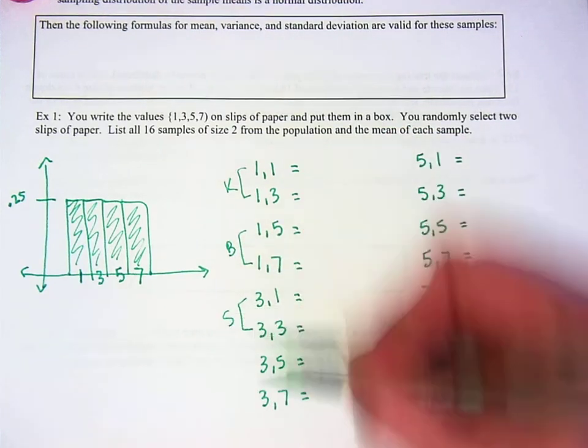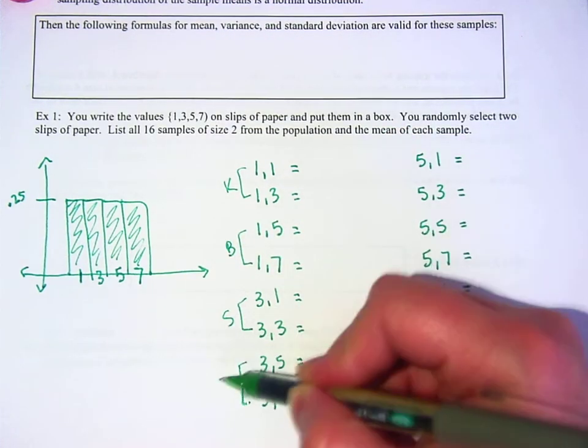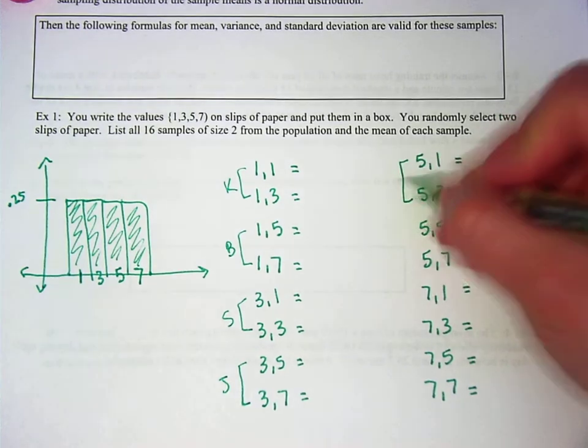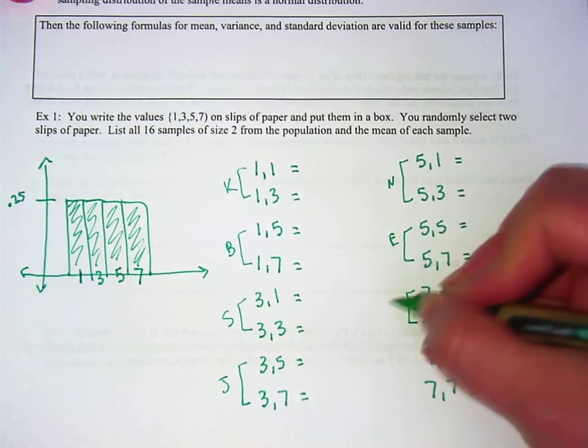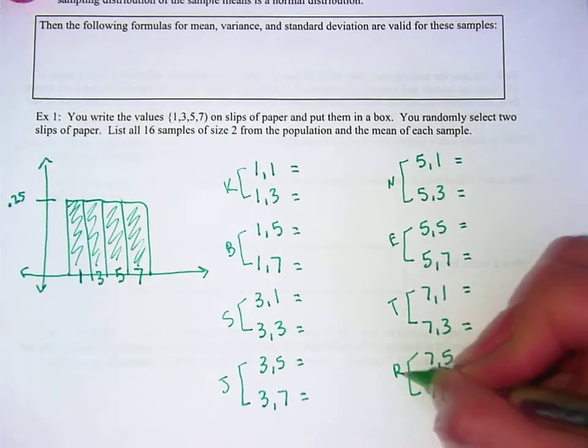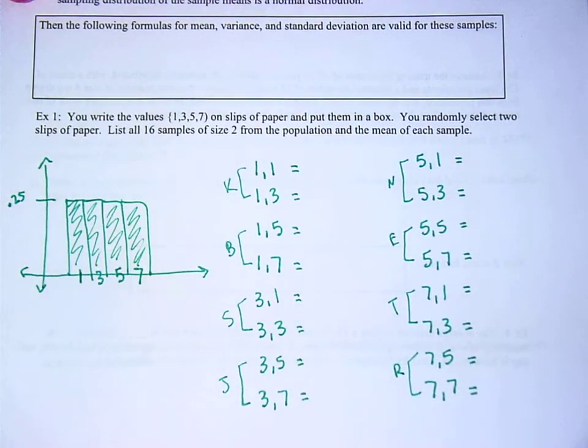Sierra, you got this one. Jessalyn. This will be Natalie. Here's Emma. Thomas, and Rihanna. All you gotta do is find the average of your two numbers and put it next to the equal sign. Anyone's brain not working this morning and need my help?